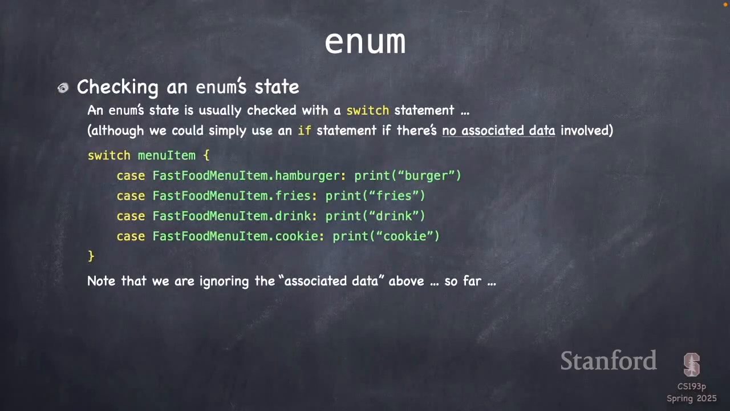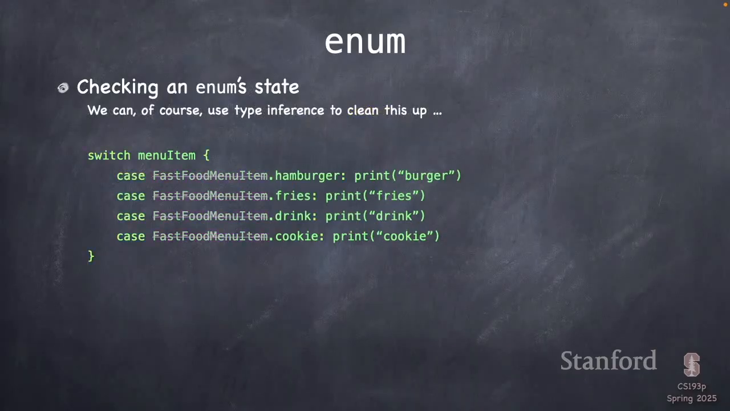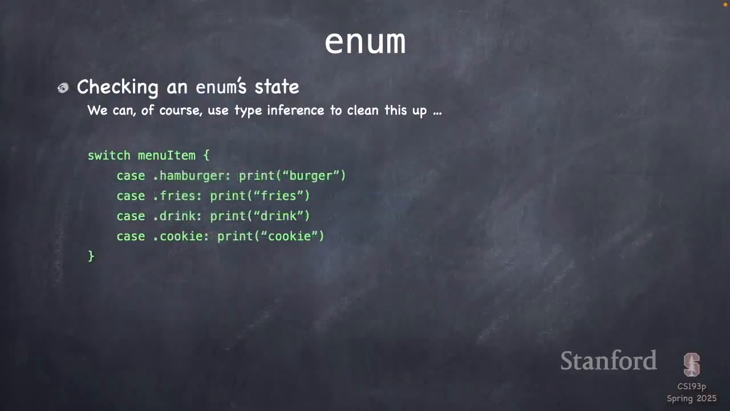And notice I'm not doing anything with associated data here. This would work even if we'd had that associated data, but I'm not actually looking at the associated data here. And of course, we use type inference, so we wouldn't type FastFoodMenuItem dot by every single time, right? menuItem presumably is of type FastFoodMenuItem, so we would never have that in there. So this is what a typical switch statement would look like.